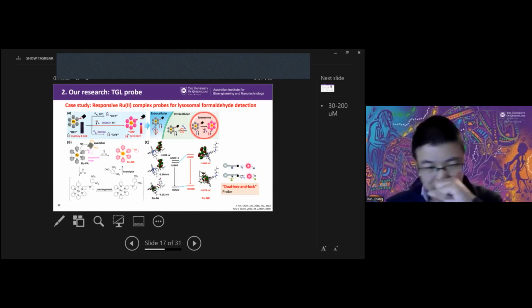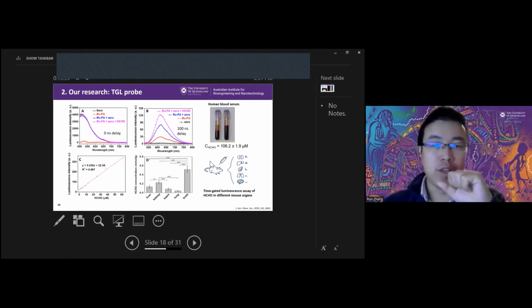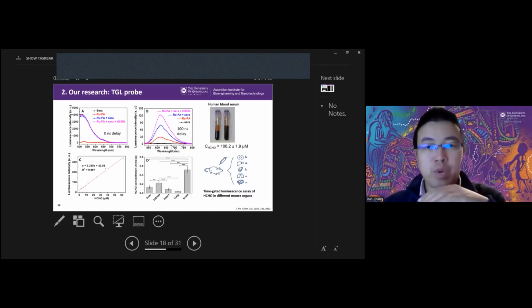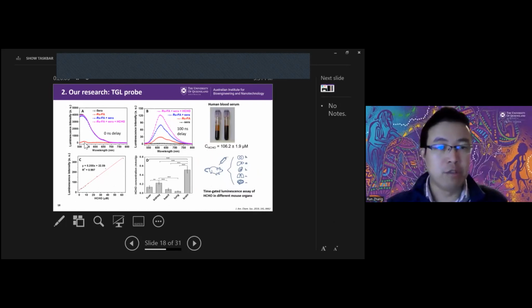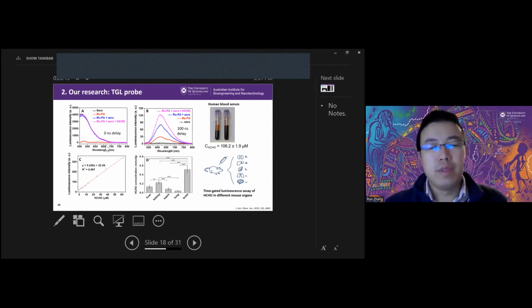And when we are using this probe for the biological studies, for the formaldehyde detection in the blood, we can see even though we had 10 times dilution of the sample, we can still get a very strong background signal from the serum samples, and we cannot get any information from our probes responding to the formaldehyde.